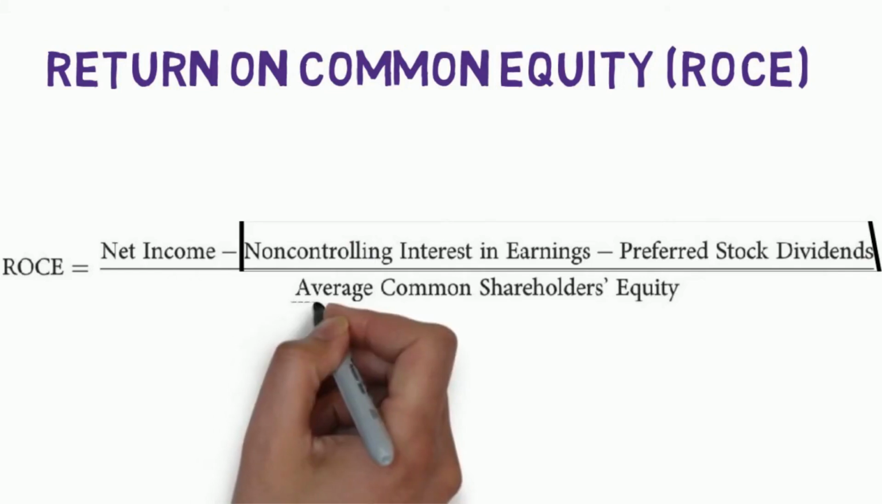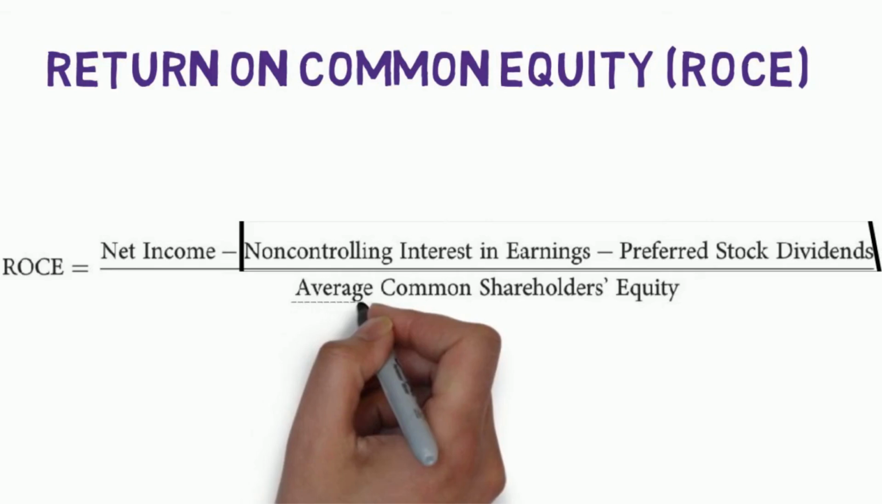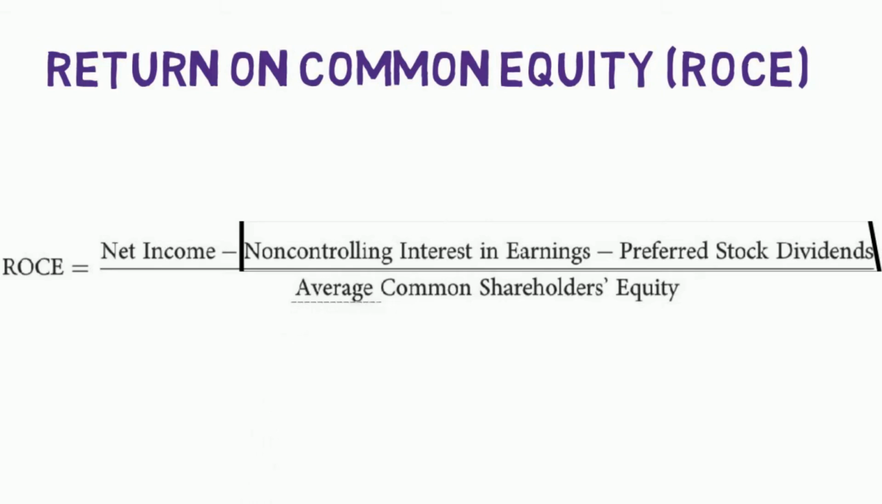The denominator for ROCE measures the average amount of total shareholders' equity in use during the period. We take the average of total shareholders' equity to be consistent with the numerator. The numbers in the numerator come from the income statement, while the shareholders' equity comes from the balance sheet, and as described previously, we always take the average of the numbers coming from the balance sheet whenever we combine information from the income statement and balance sheet.